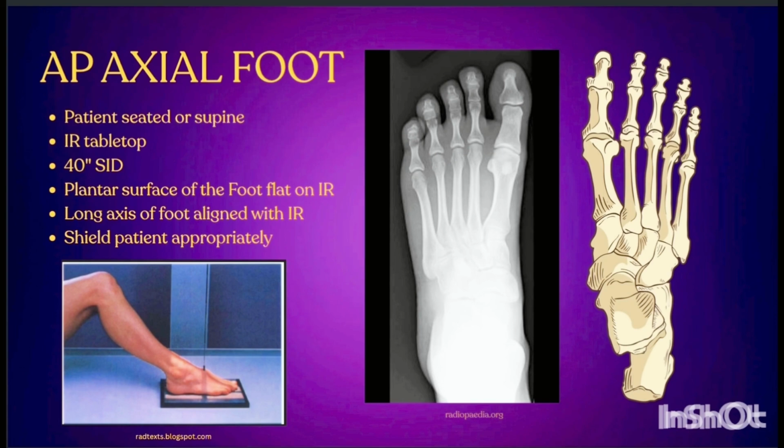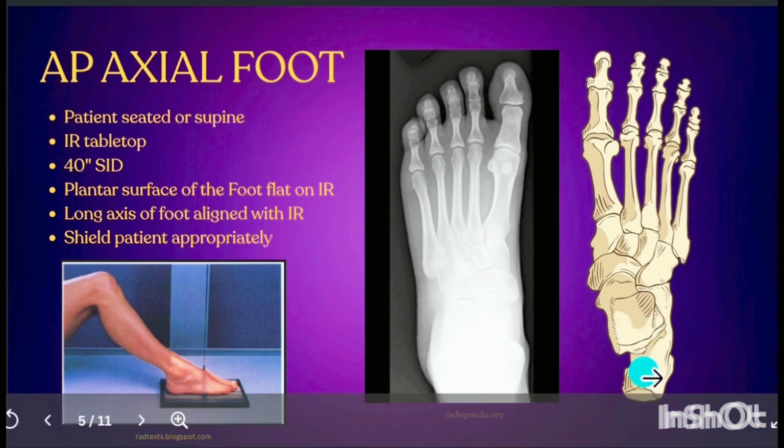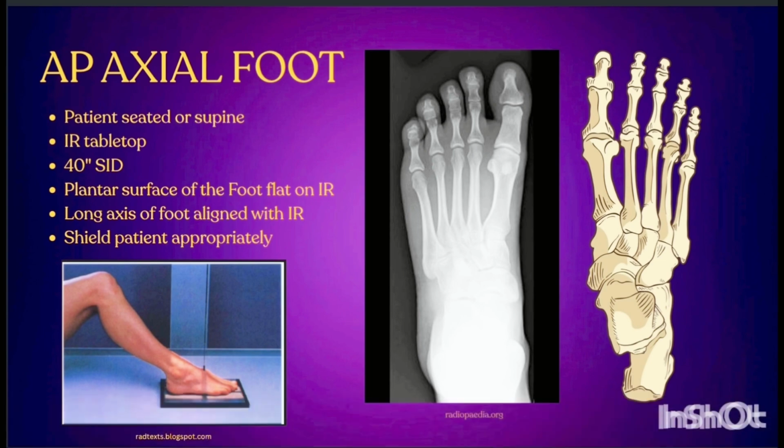Make sure there's no rotation of the foot, equal soft tissue margins around the foot, and the third, fourth, and fifth metatarsals will be seen superimposed. Make sure that you see both the talus and the calcaneus in its entirety on your X-ray. If the joints of the foot appear closed, make sure that you are checking your tube angle.